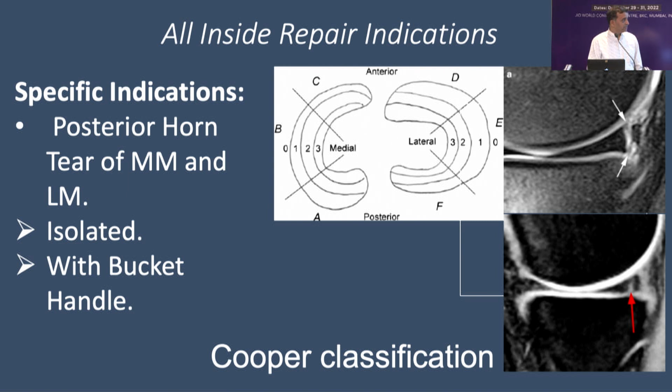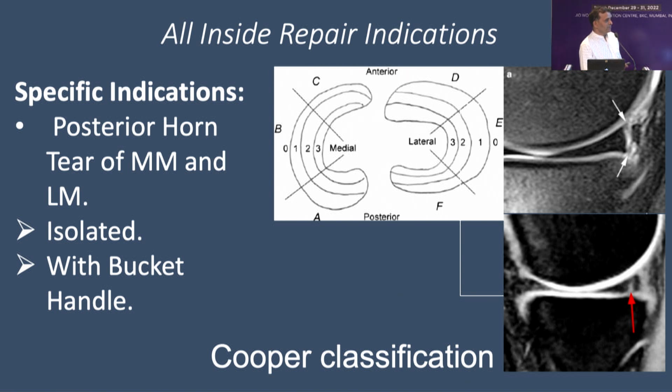In this picture you can see the classification. This is a medial meniscus posterior horn, and these are zones 0, 1, 2, 3. This is red-red, then red-white, and white-white. So this is the area where we would like to go for the all inside repair technique. And of course, with the newer cannulas and newer systems, there is an extended indication. In the body also we can do all inside repair, but mainly it is on the posterior horn of the medial as well as lateral meniscus.